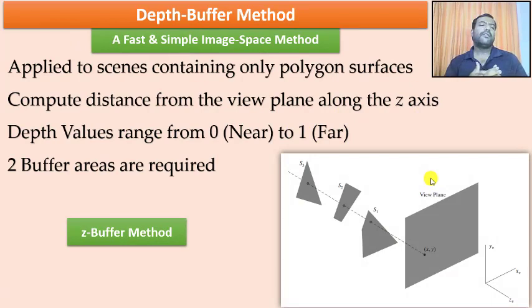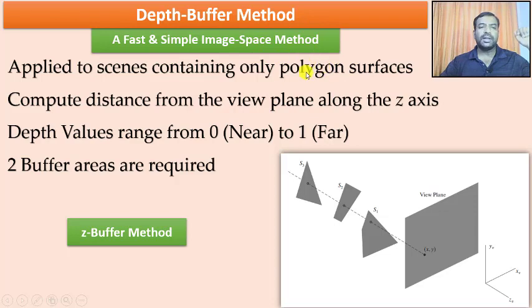And now with this back face detection, we are going to have one more algorithm called the depth buffer method. This is an image space method algorithm. It falls into the image space category. The previous back face detection method is part of the object space methods, and this depth buffer method is part of the image space methods.